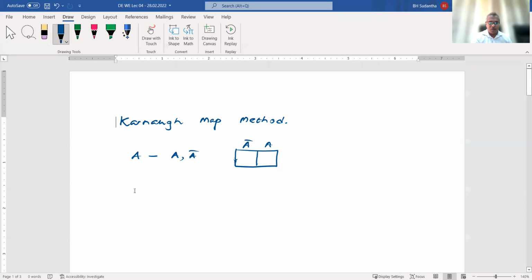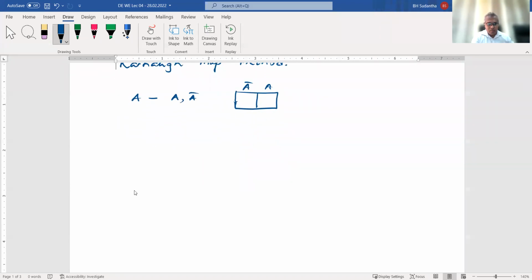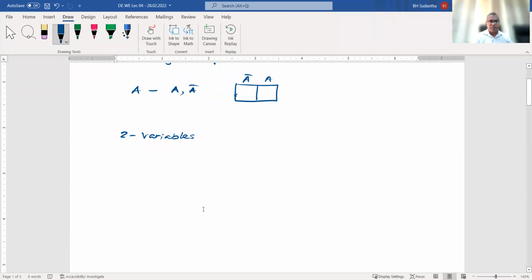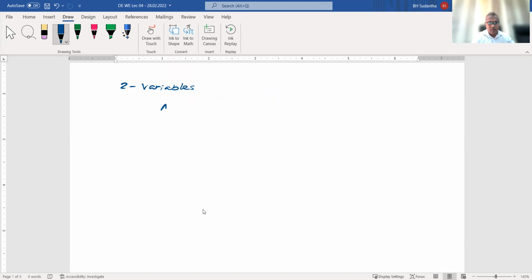Shall we move to two variables? For two variables, consider A and B. For this A and B, we have these variations: A bar B bar, A bar B, A B bar, A B. Those are all four options we have for the two variables A and B.